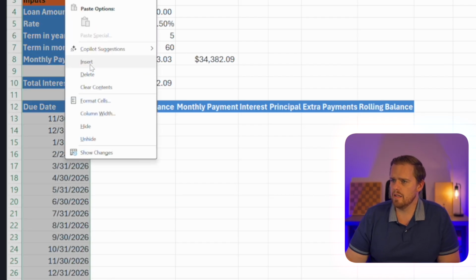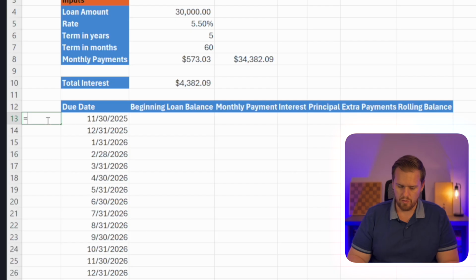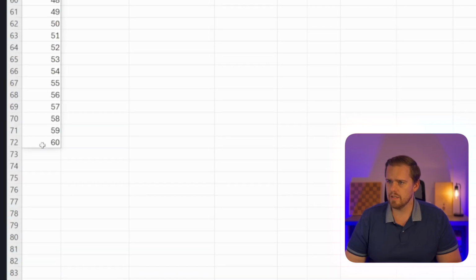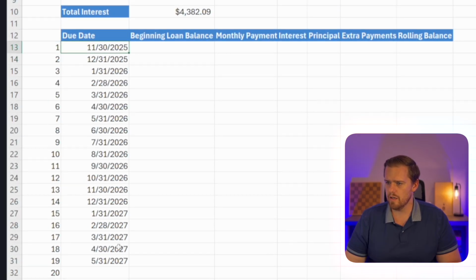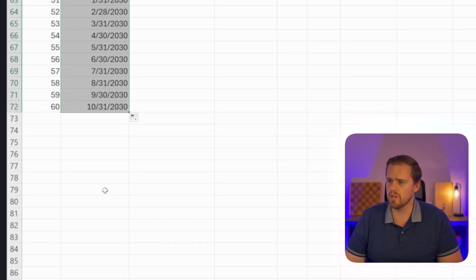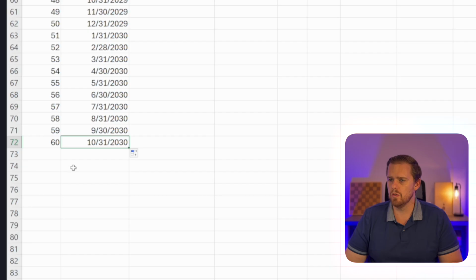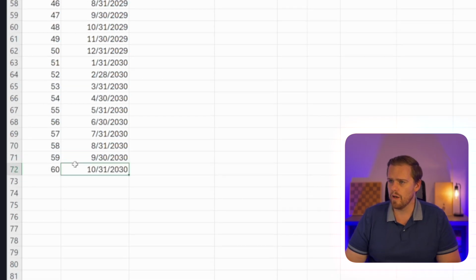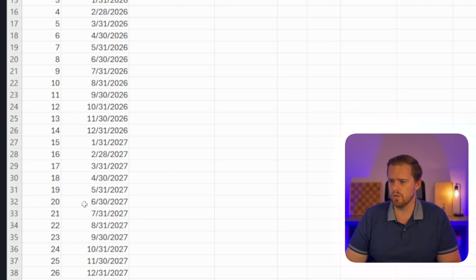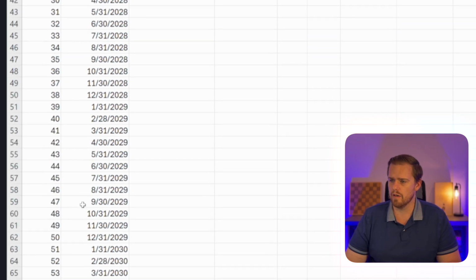And just so I get the number of months correct, I'm gonna press equals SEQUENCE. For rows, I want 60, and we're gonna start at 1 and step 1 each time. And we see that we have 60 lines right here. So I can go ahead and drop this low, and that will perfectly align with our 60 monthly payments. And this will go to 10/31, or Halloween of 2030. So a super easy way to get a sequential formula put into place to match all of our lines.